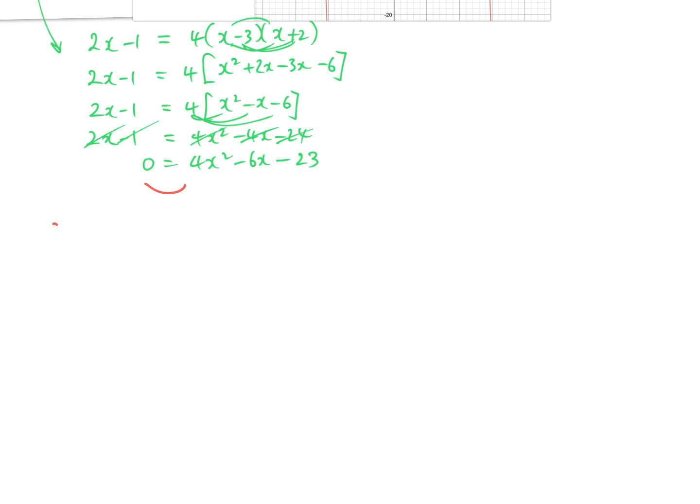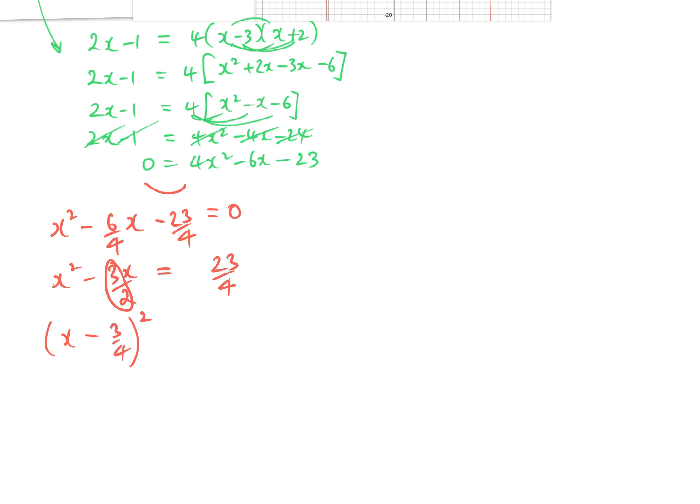So I'd have x squared minus 6 over 4x minus 23 quarters equals 0, which is x squared minus 3x over 2 equals 23 quarters. I'd then complete the square here, so I want half as much of this, so it's 3 quarters, all squared, minus 9/16 equals 23 quarters. If you want to see completing the square, I've definitely got a playlist with algebra with loads of questions in there of how to do that.